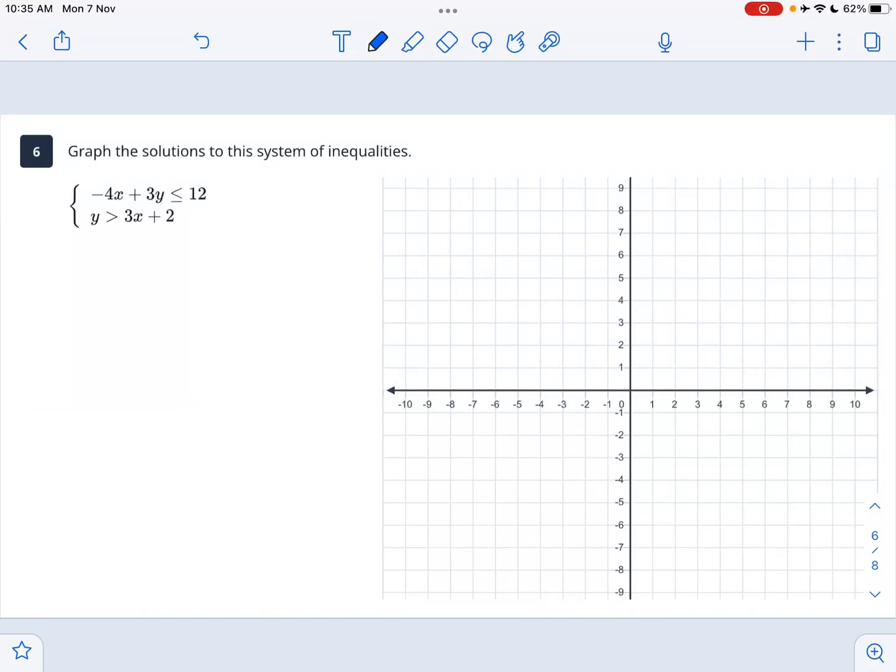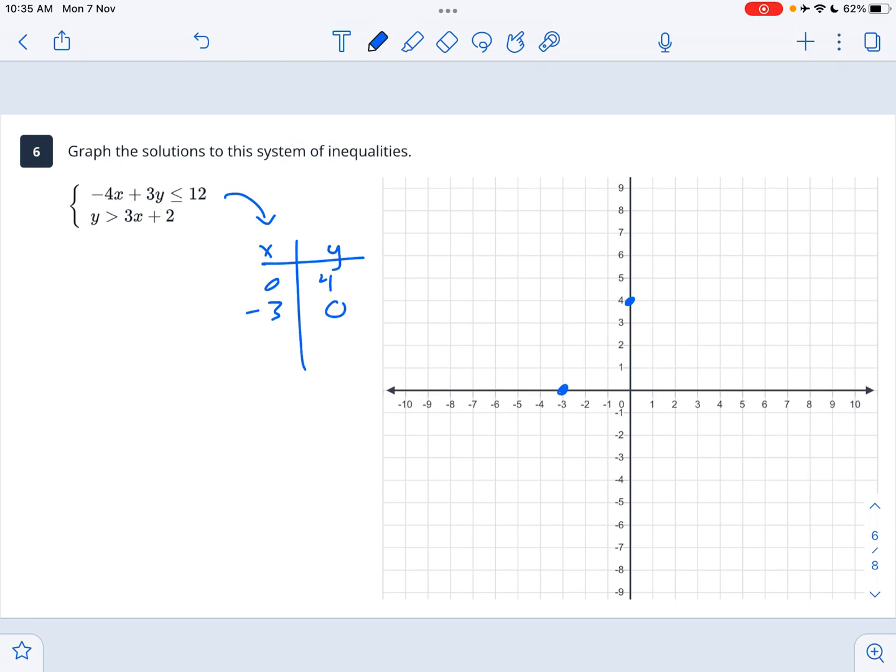Question 6, graph the solutions to this system of inequalities. So now we've got two that we've got to graph. For that first one, I'm going to use the intercepts, x, y. When x is 0, y is going to have to be 4. And when y is 0, x is going to have to be negative 3. And so if I graph that, there's my 0, 4, and that's my negative 3, 0.